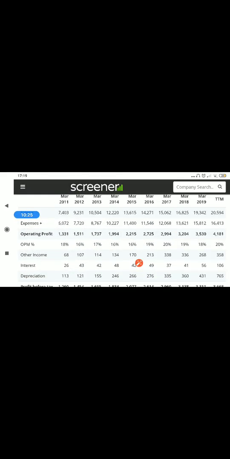Now coming back to yearly data. What you can see is what is happening to the sales of the company year on year. So here we have the sales of this company from 2011 till 2019.